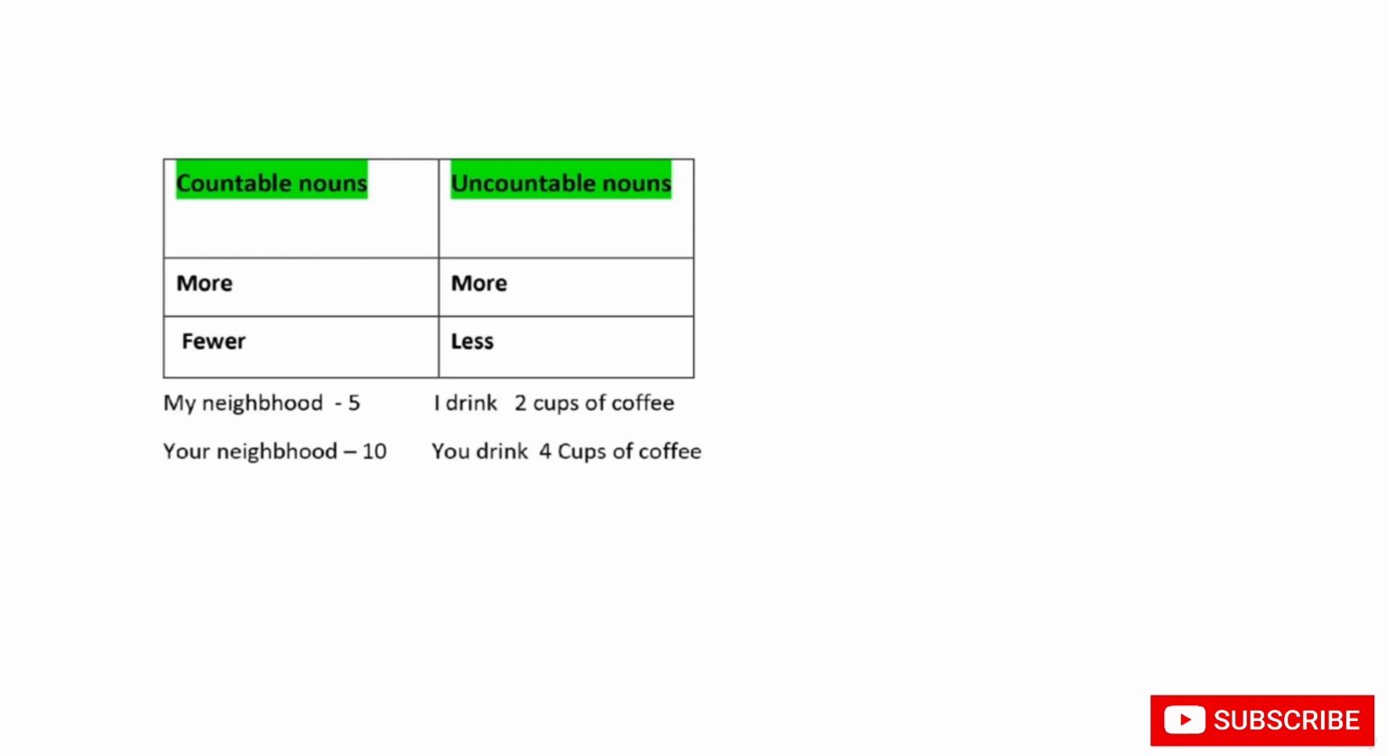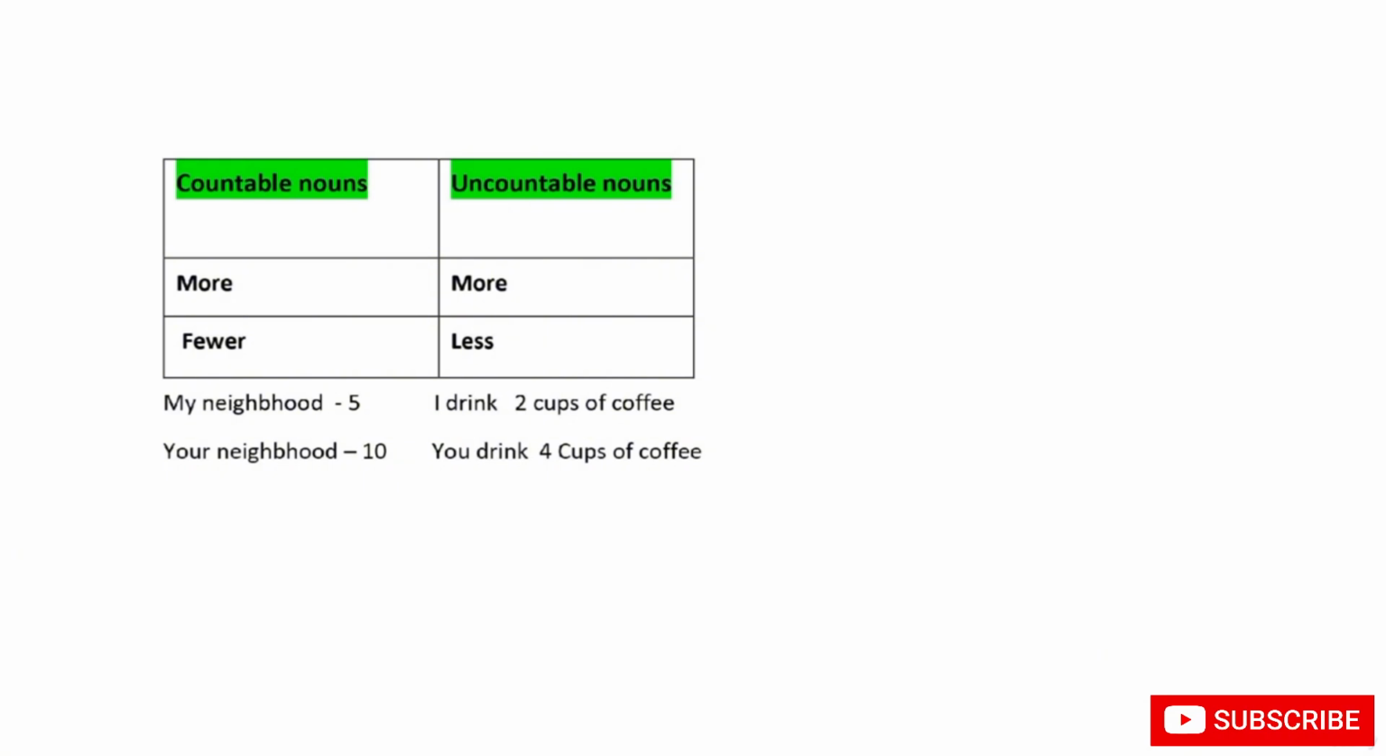And let's take another example, this time uncountable nouns. I drink 2 cups of coffee a day, but you drink 4 cups of coffee a day. So you drink more coffee. Okay, so far, so good. But what about the opposite? We can say that I drink less coffee.